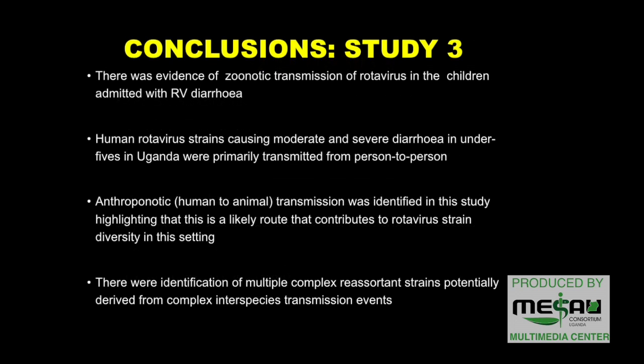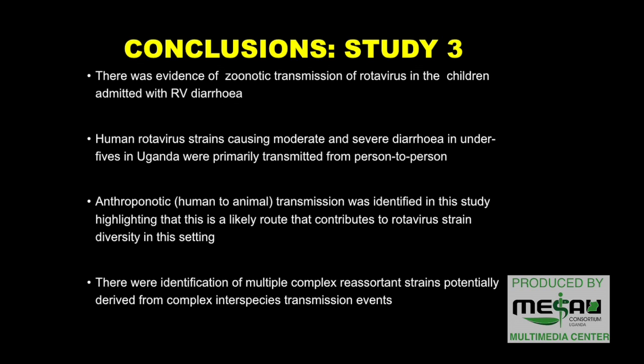So in conclusion, there was evidence of possible zoonotic transmission of rotaviruses in the children admitted with rotavirus diarrhea in our setting. And since we're looking at children with moderate to severe diarrhea, we think from our study that most of the rotaviruses seen in the children may be primarily transmitted from person to person. So the zoonotic transmission was really scattered.